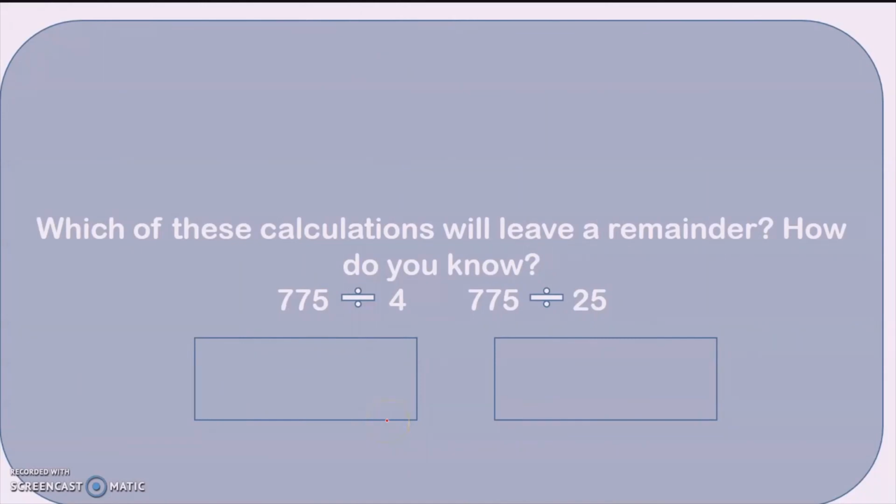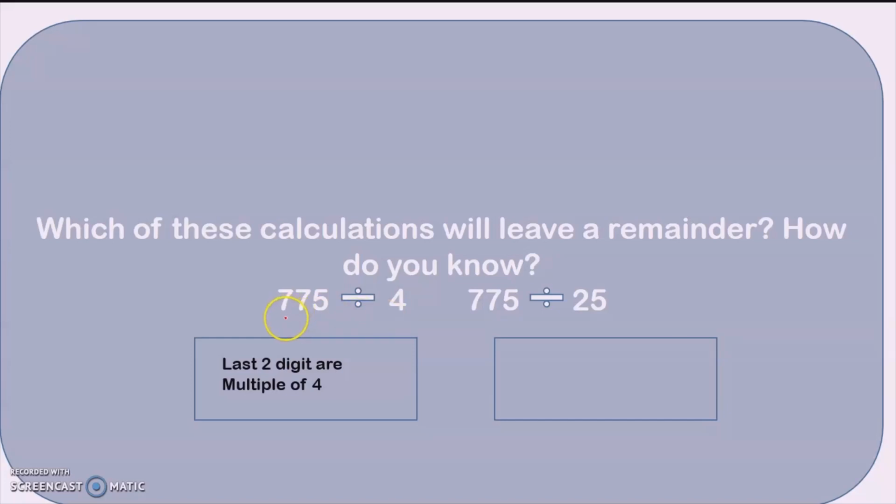Now let's see which of these calculations will leave a remainder and how do you know? So 775 divided by 4. How will I come to know whether this will leave a remainder or not? If the last two digits are a multiple of 4, it will not leave a remainder. It will be exactly divisible by 4.